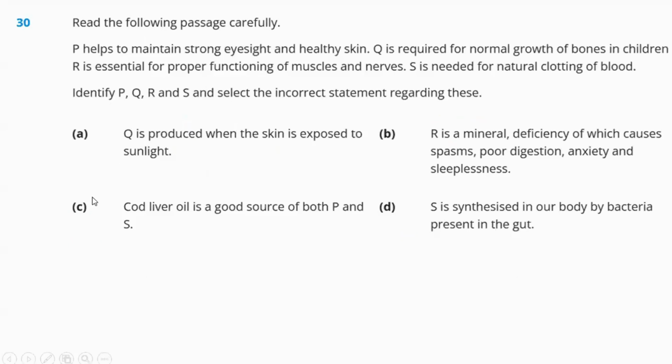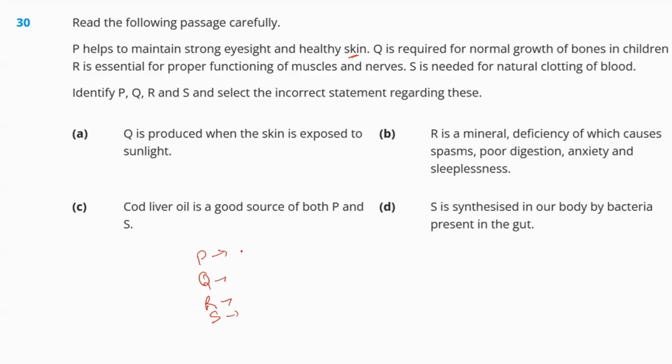Question number 30. Read the following passage carefully. P helps in maintaining strong eyesight and healthy skin. Q is required for normal growth of bones in children. R is essential for proper functioning of muscles and nerves. S is needed for natural clotting of the blood. So we have 4 vitamins P, Q, R, and S. And let us find out for that.